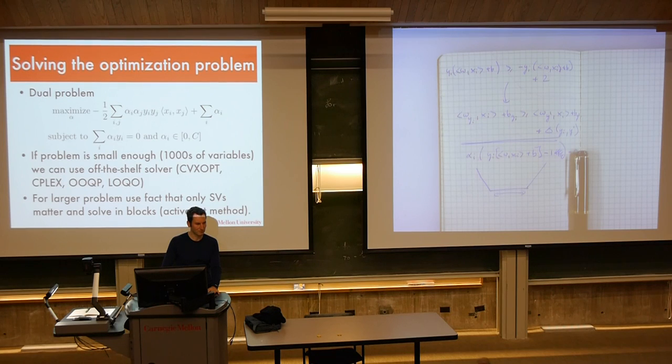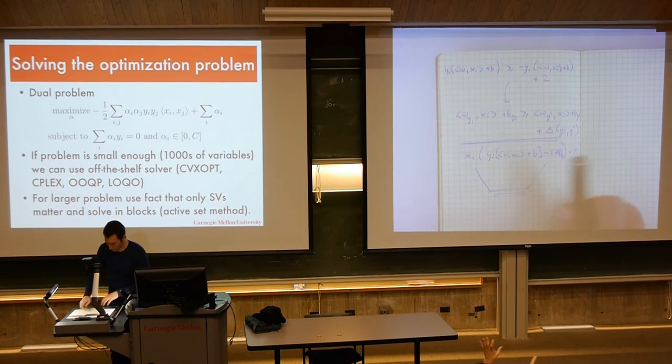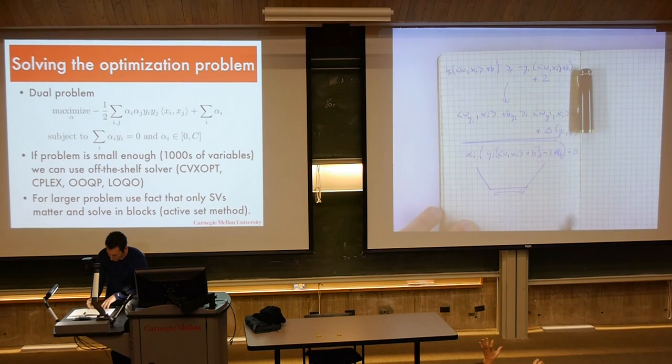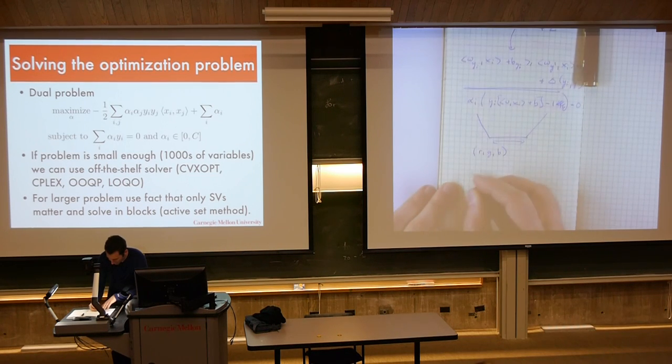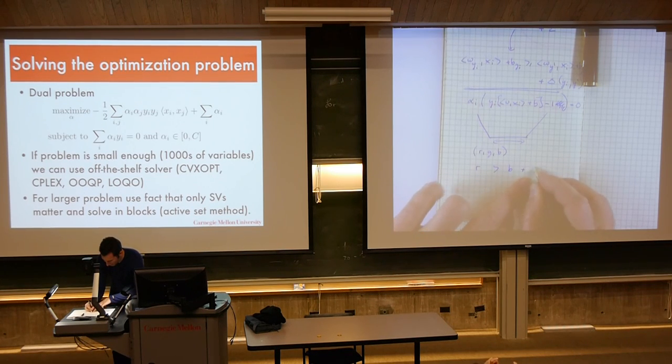So if you have W red, W green, and W blue, and the correct answer is red, you want W red dot x plus B red to be bigger than W green dot x plus B green, and also to be bigger than W blue dot x plus B blue, with the appropriate margin. And what the delta would be in that case is zero if the two class labels are the same, and two, I guess, if they're different.